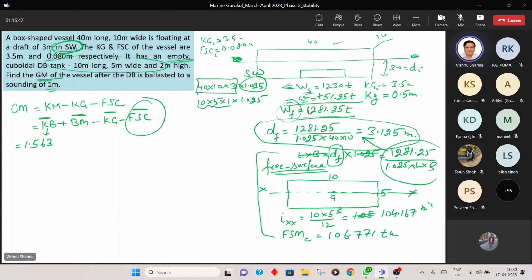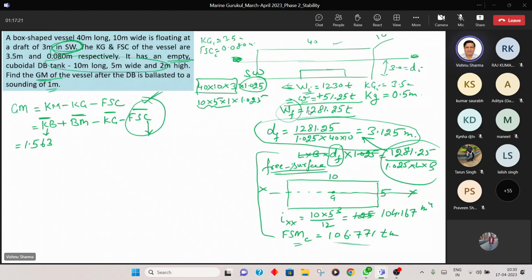Okay, now let's take a pause here. I have calculated how much is the FSM caused because of part filling up of our empty tank. Is everybody okay with the FSM that is caused? Saurabh, especially you, beta. If you're not clear, let me know. I wanted BM, but I started with free surface. So now I'm calculating the final FSC. I'm calculating this part first.